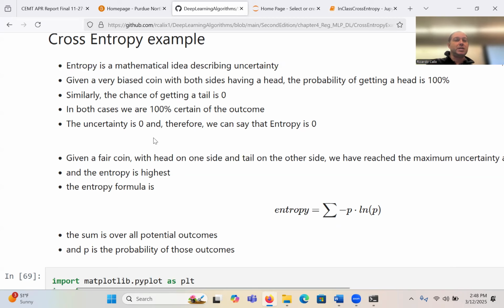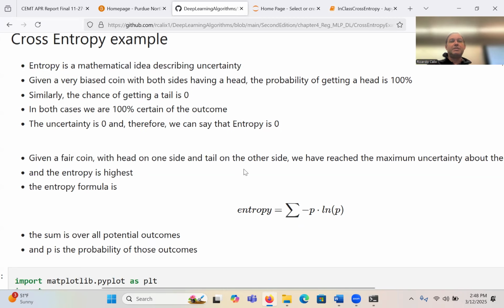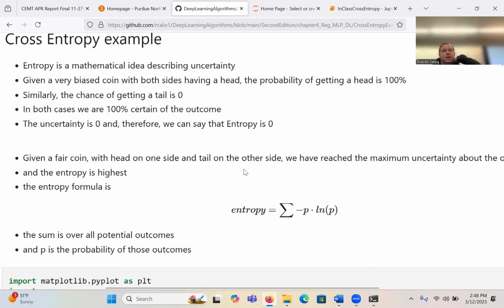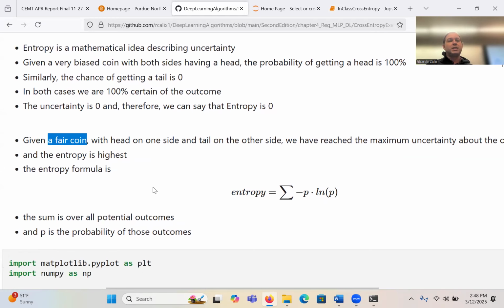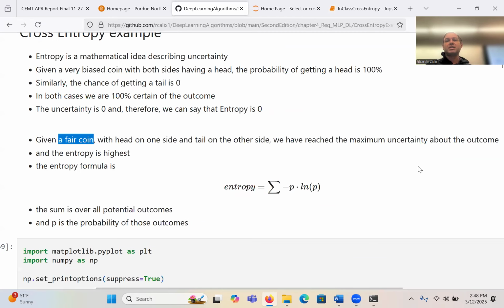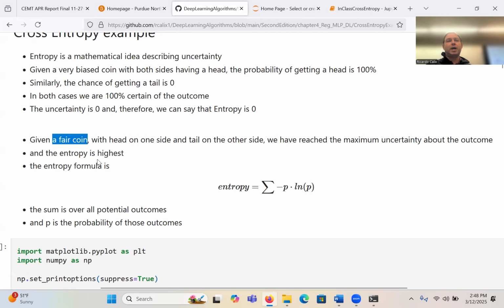So the uncertainty is 0, and therefore we can say that entropy is 0. Given a fair coin, right? Given a fair coin with heads on one side and tails on the other side, we have reached the maximum uncertainty about the outcome, because sometimes it'll be heads, sometimes it'll be tails. That's the maximum. We have no certainty of it. We just have a probability.